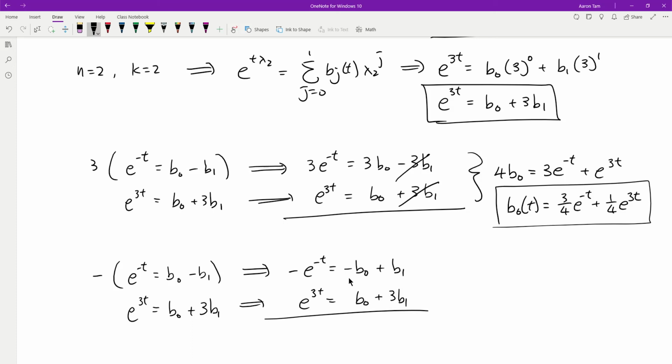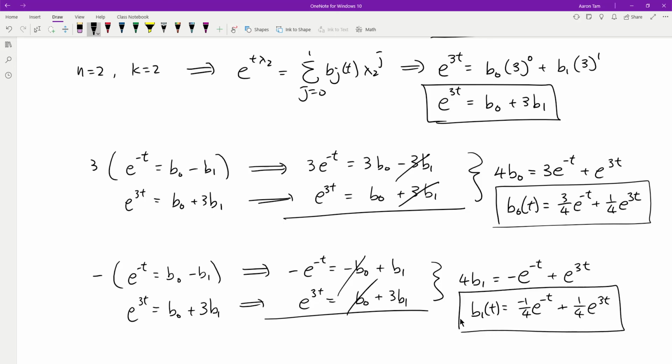And we'll once again add them together. The b sub 0 cancels out. And now 4b sub 1 would equal negative e to negative t plus e to 3t. So therefore b sub 1 of t would equal negative 1/4 e to negative t plus 1/4 e to 3t. Voila! We just found both of our coefficient functions.